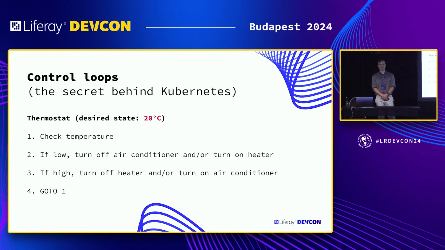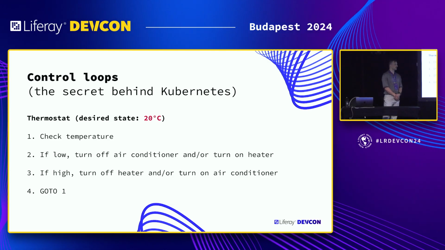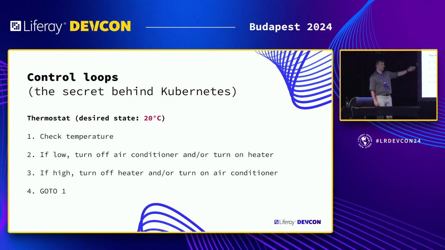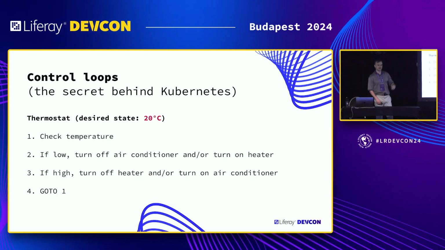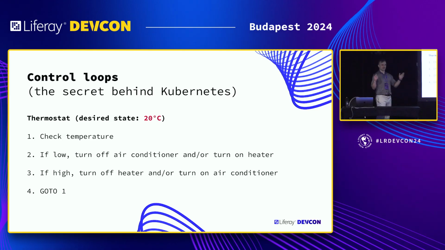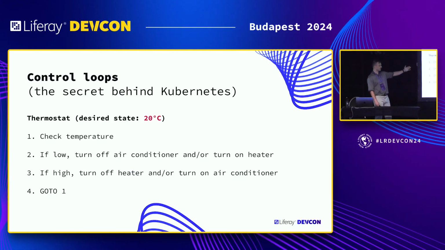I think an example of this that hopefully everybody is familiar with, especially in the summer, is a thermostat. You put in some desired state, and by the way, I'm American, so I don't think in Celsius, but I did it for you: 20 degrees Celsius. We want our thermostat to keep this room at 20 degrees Celsius. The thermostat will run a control loop. It's a closed control loop. It checks the temperature on each loop.